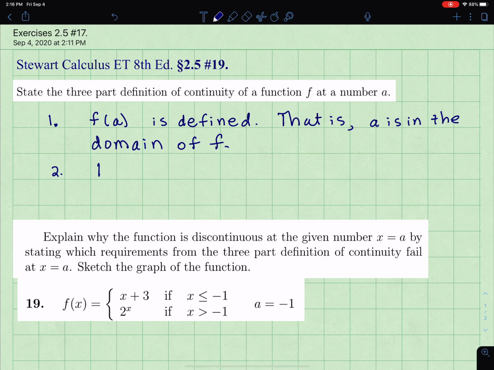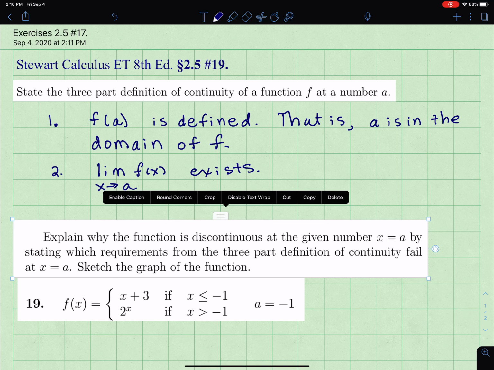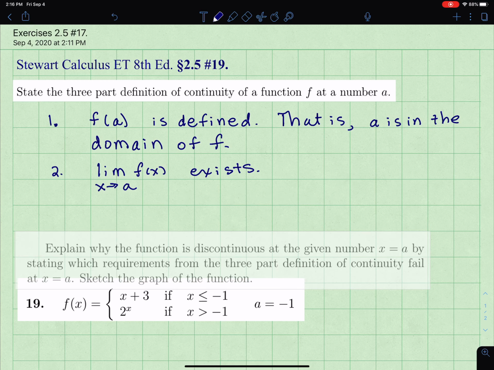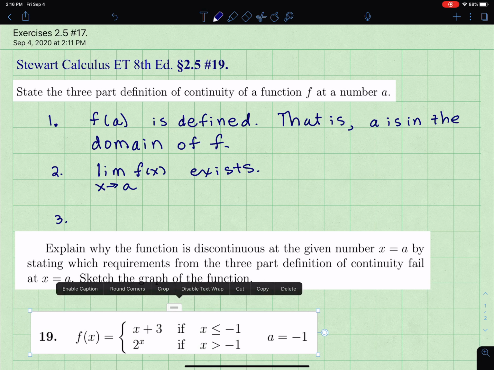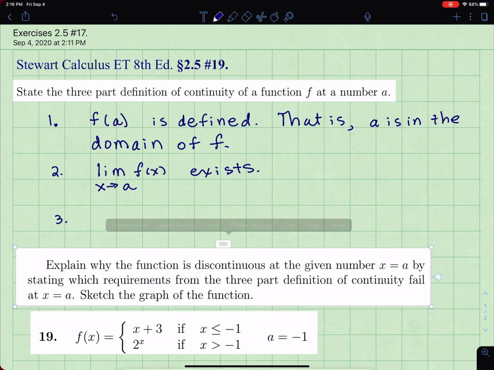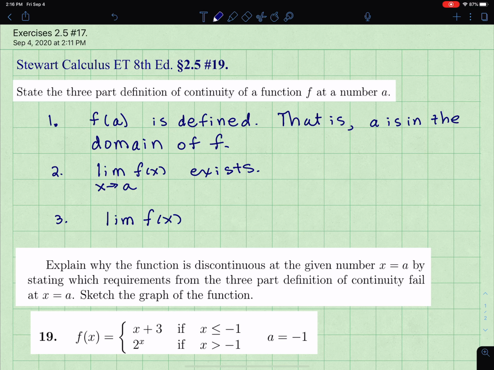The next is that the limit of f of x as x approaches a exists. That limit has to exist. And thirdly, to sum that up and put everything together, the limit as x approaches a of f of x equals f of a.